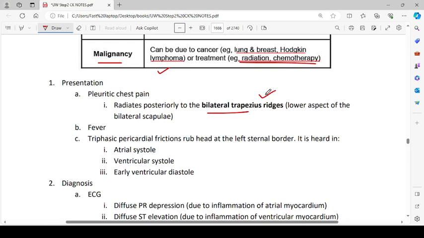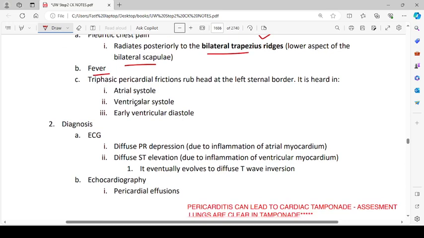Okay, so the pleuritic chest pain will radiate posteriorly to the bilateral trapezius ridges and the lower aspect of the bilateral scapulae. Fever, and a triphasic pericardial friction rub heard at the left sternal border. The friction rub is heard during atrial systole, ventricular systole, and early ventricular diastole.